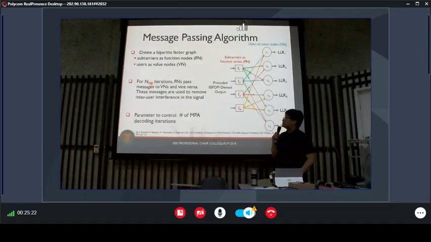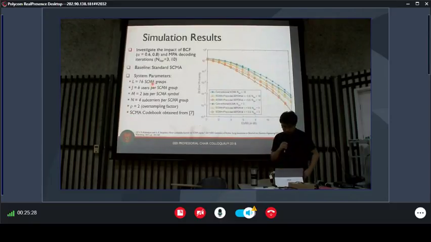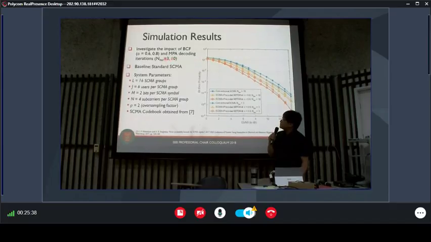But that is, the increase is negligible for high SNR. So for the simulation results, the impact of bandwidth compression factor and number of MPA iterations were investigated. The values of BCF are 0.6 and 0.8, and for the MPA decoding iterations, they are 3 and 10. And the performance of the proposed scheme was compared to that of the conventional sparse code multiple access.